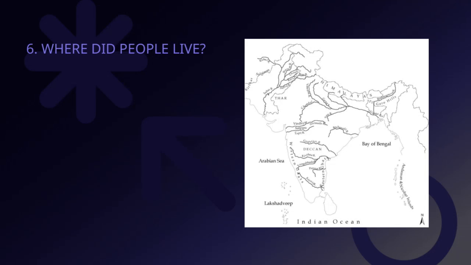Let's talk about where people lived. Throughout history, human settlements have varied greatly depending on the environment, resources, and technological advancements. Early humans often lived in caves or simple shelters, using natural features for protection. As time went on, people started building more permanent homes, like huts and villages, often near water sources for easy access to food and transportation.